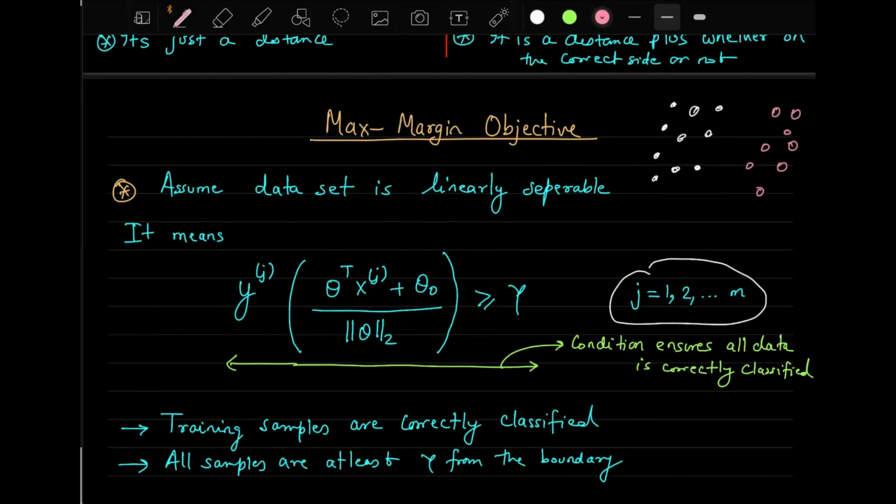So if these points are linearly separable, it means you can fit a straight line to separate the two. If you are dealing with this type of data set, you can individually calculate the signed distance for all these points. You can easily do that, and we are calculating it using this equation given over here. So all these points j correspond to the signed distance for all the points in the data set.